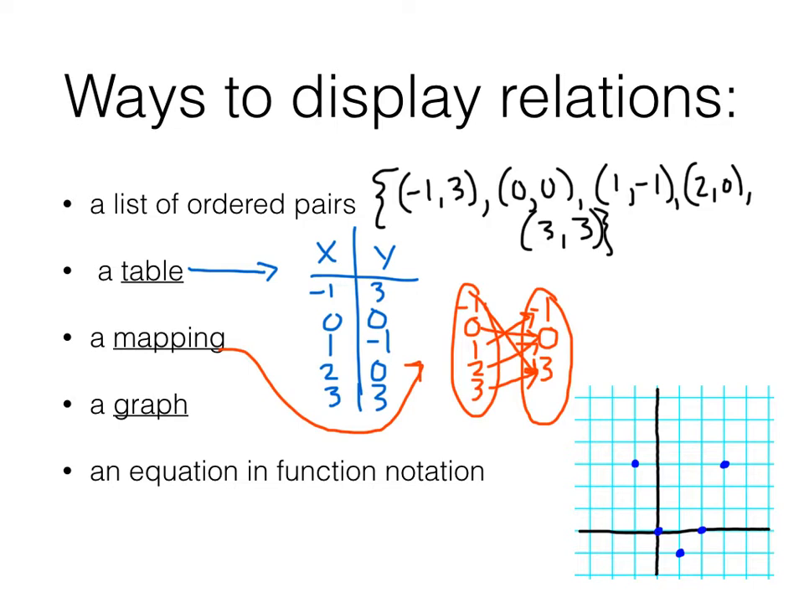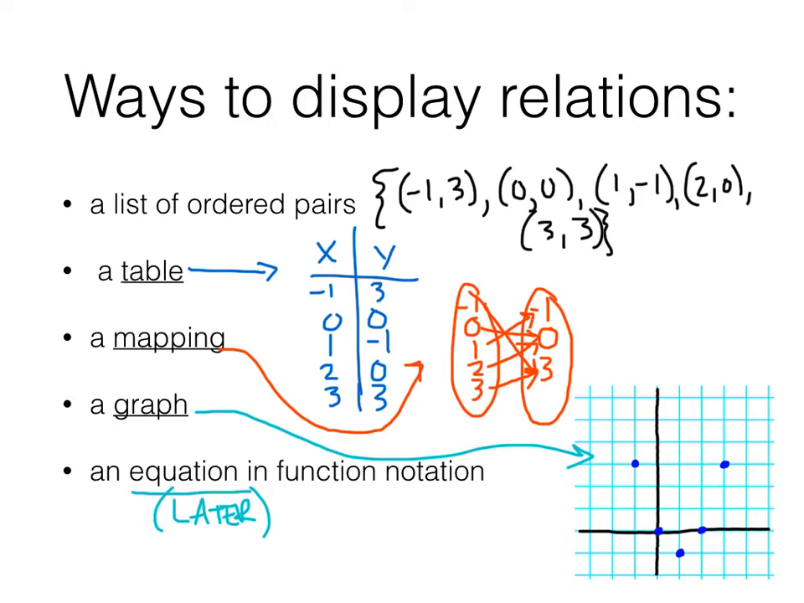A graph, well, we have our graph. It's over on the right there. Okay, so our graph, which is literally just points on a graph. You know how to do that. And then later, we will be able to take that information and write an equation in function notation for a relation. Well, specifically for a function.